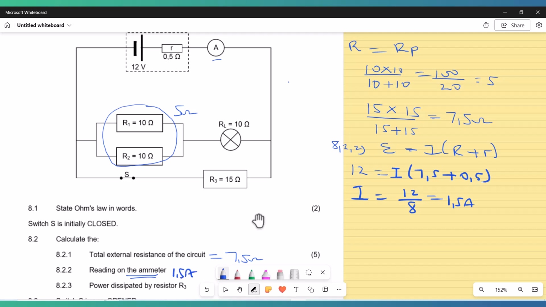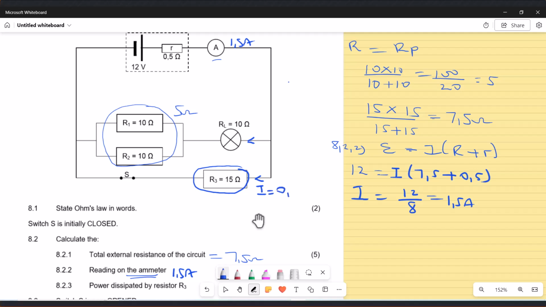Then they ask for the power by resistor R3. Note something here: the electricity coming from this ammeter is 1,5 amperes. When it gets here, it's going to divide. Some current is going to pass there, another will pass here. Because this is 15 ohms, and 5 plus 10 is also 15, it's going to be divided equally. So the 1,5 divides to give half of that, which is 0,75, and here also 0,75.